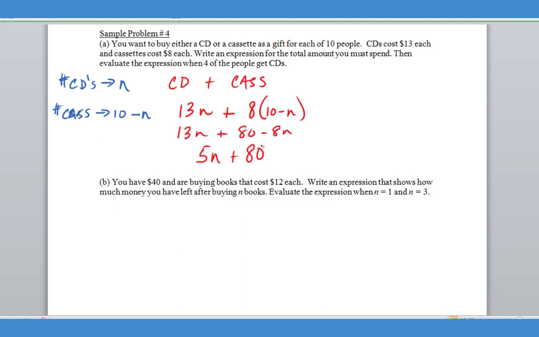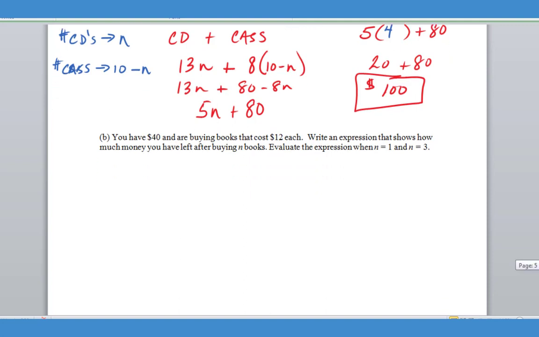Now, the second part of this problem said to evaluate the expression when 4 people get CDs. So I'm going to take 5, and remember, n represents the CDs, and so now I can just simply simplify this. And what this tells me is that I'm going to spend $100 if I buy 4 CDs and thus 6 cassettes. Alright, very good. Hopefully you managed your way through that part.